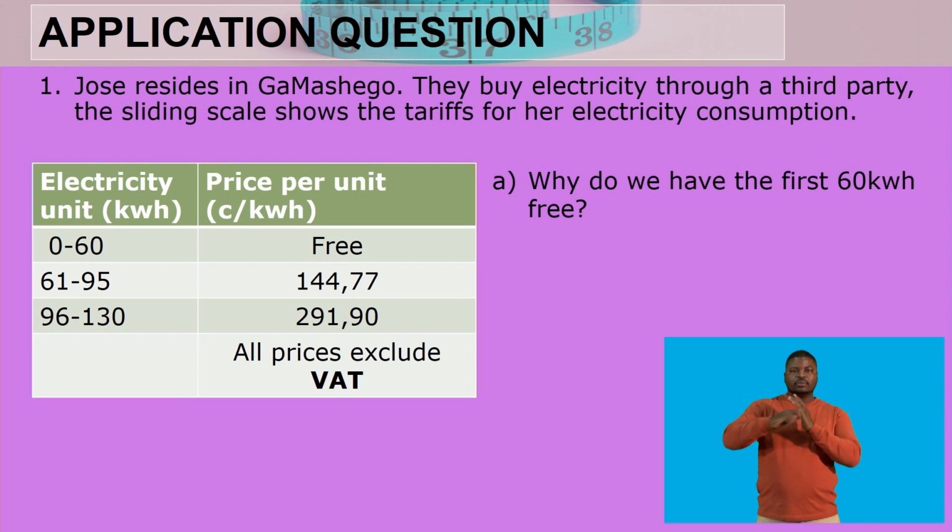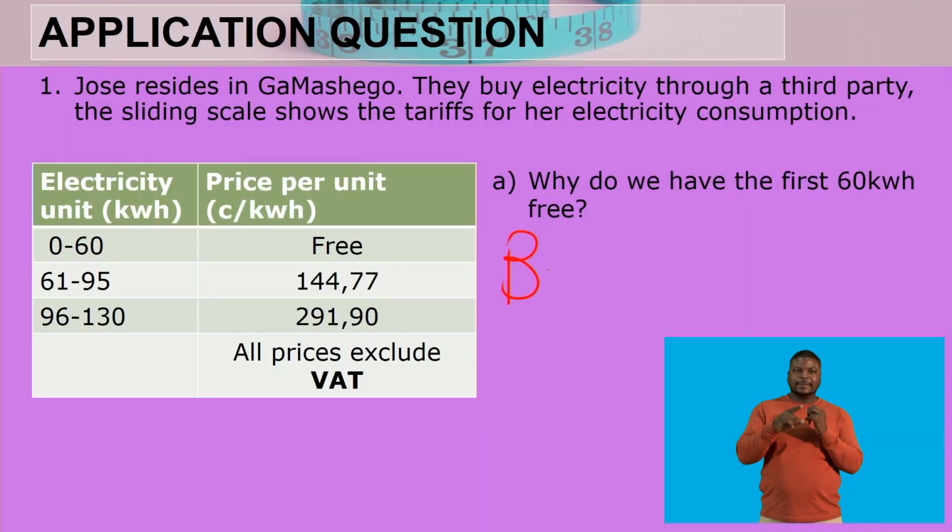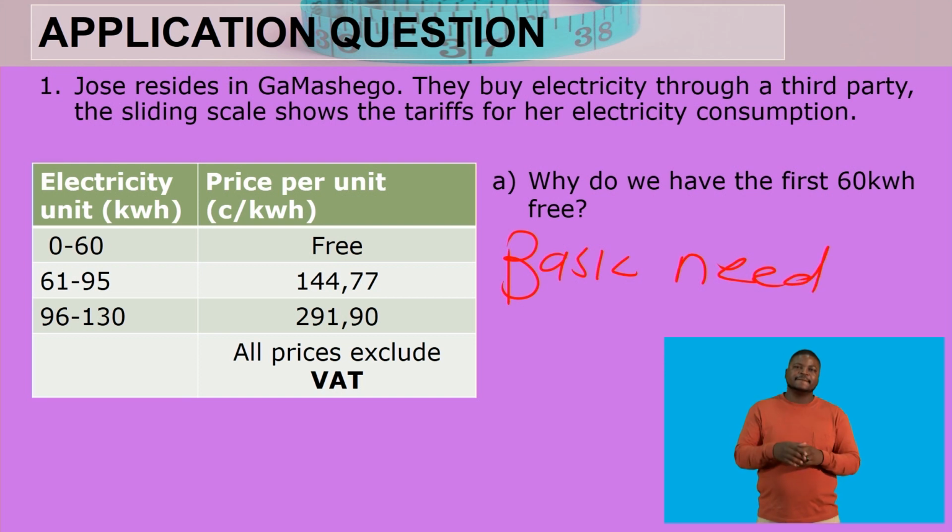Question A says, why do we have the first 60 kilowatts per hour free? The reason is the first 60 kilowatts should be free because electricity is considered to be a basic need. So people should have access to it, whether or not they can afford it. So it's a basic need. That is the answer to this question.